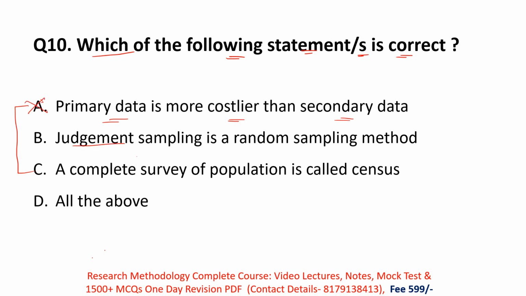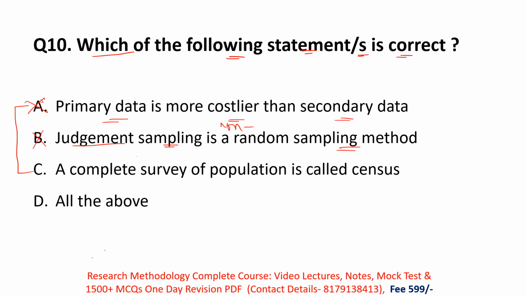Then option B is judgment sampling is a random sampling method. Again, this statement is incorrect, because judgment sampling is a non-random sampling method. In the judgmental sampling method, researchers select their samples from the population by their judgment. So judgmental sampling is not a random sampling method, because it is non-probability sampling. That's why it is a non-random sampling method. So here option B is also incorrect.